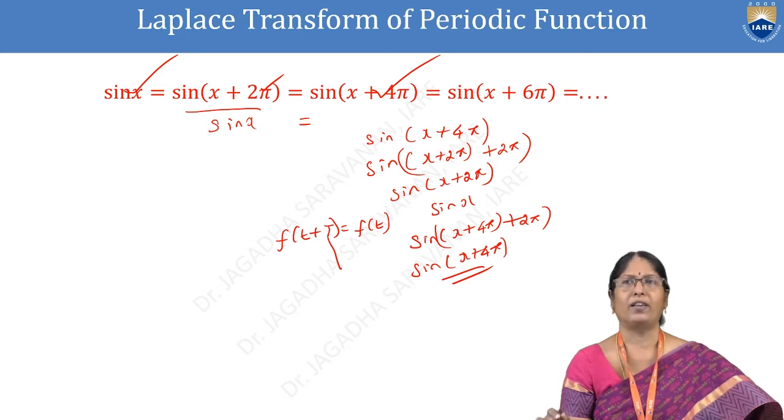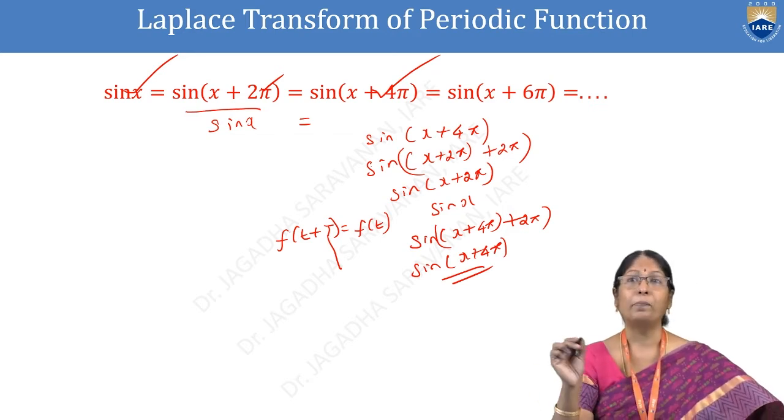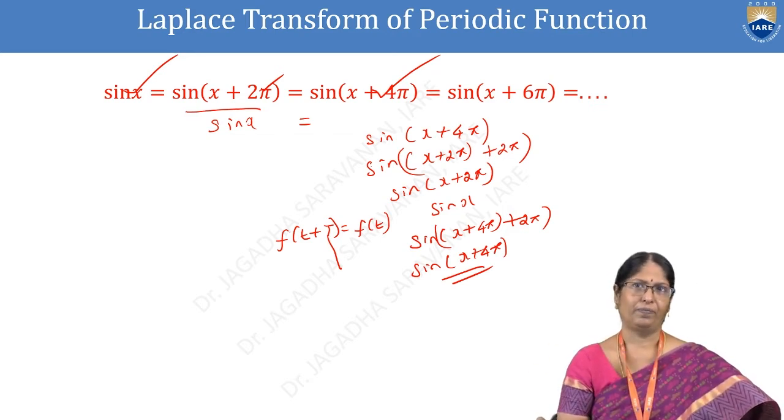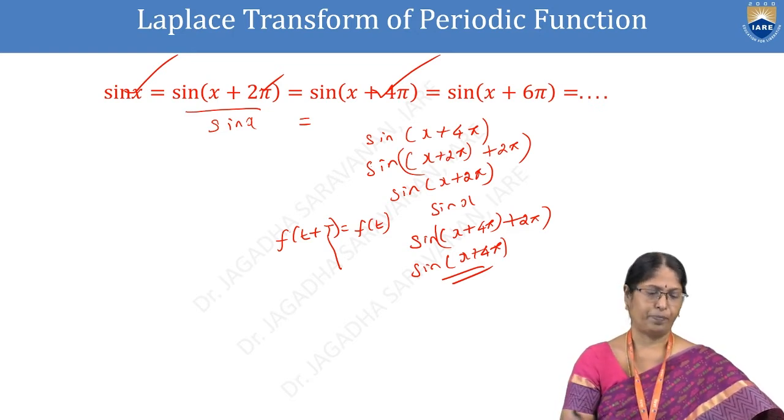So, 2 pi is called the period. Then we are declaring the sin x is a periodic function. Similarly, for cos x also the period is 2 pi, whereas for tan x and cot x the period is pi. In a similar manner it should be done.